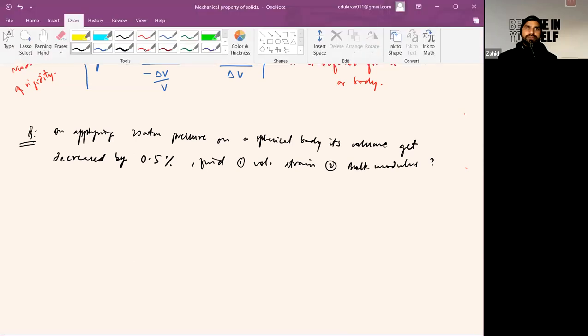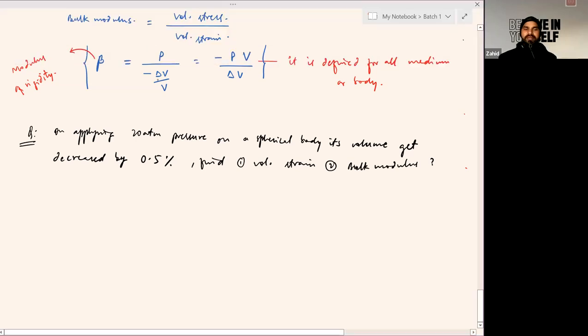Let me define how to approach this part. First, the pressure applied to this body is 20 atm. So P equals 20 atm. 1 atm equals 10 to the power 5 Pascal, so we may write it as 20 into 10 to the power 5 Pascal, as 1 atm pressure equals 1.013 into 10 to the power 5 Pascal, or you may write it as just 10 to the power 5 Pascal.